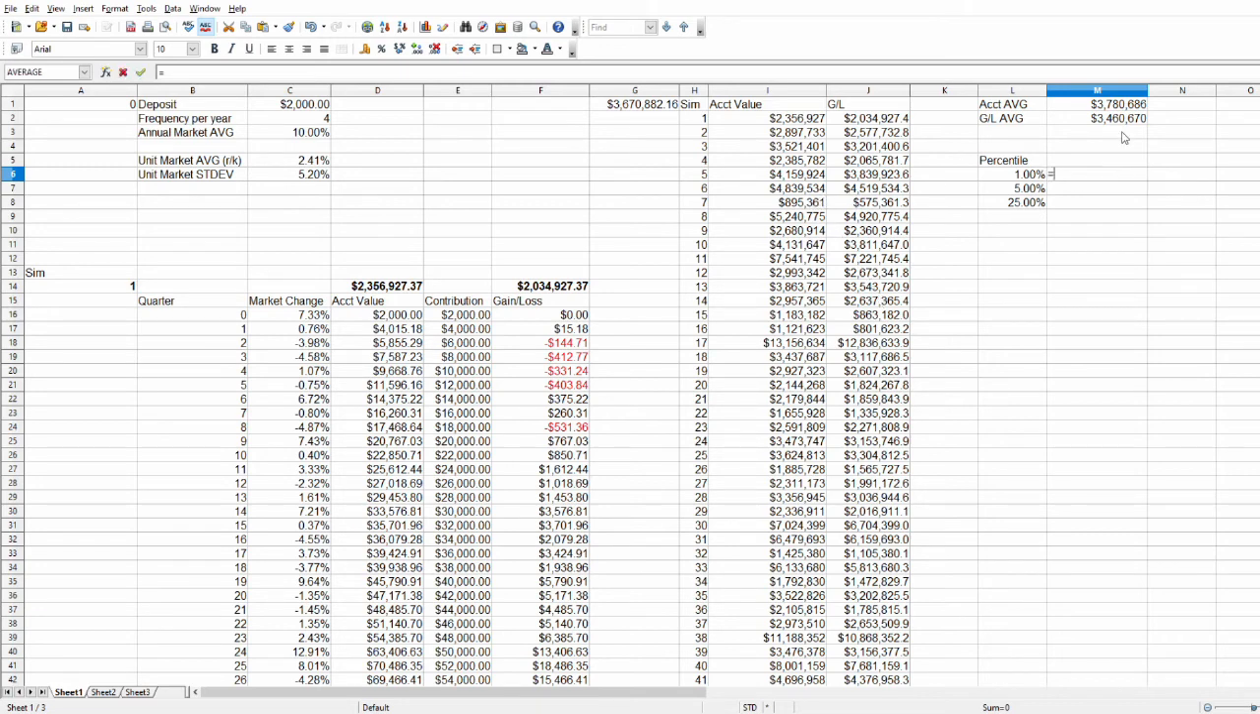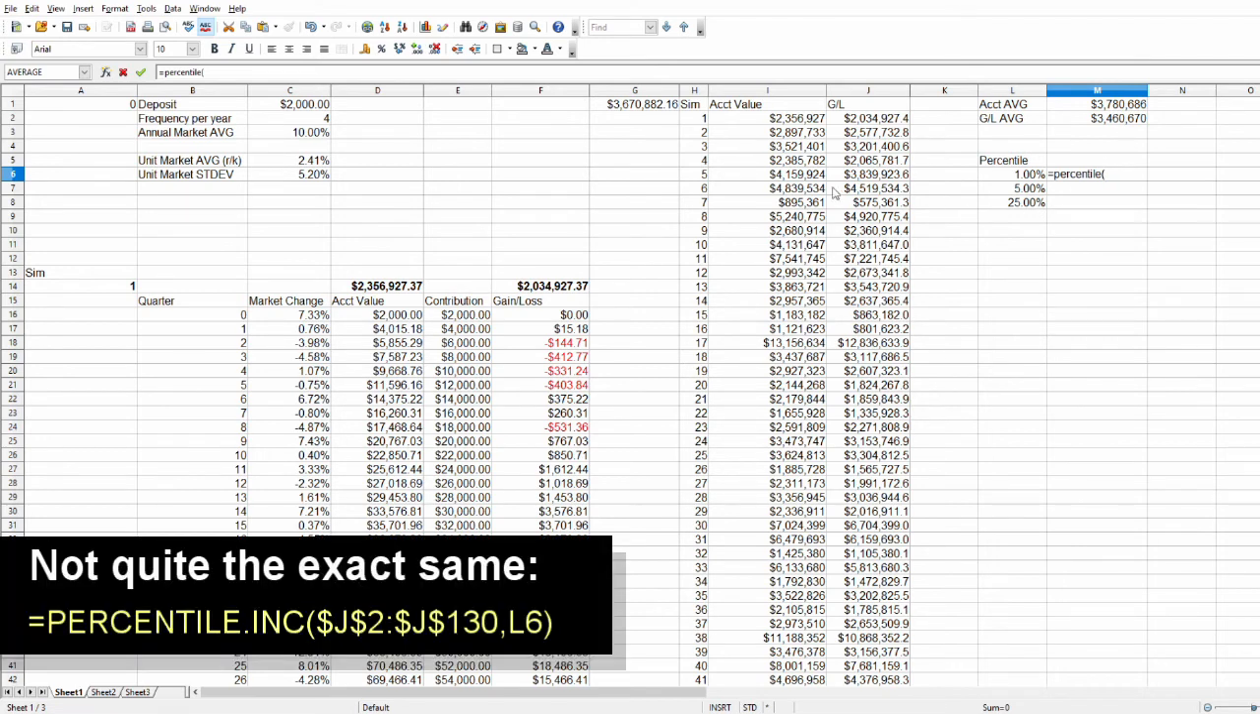I'm going to say equals percentile, and percentile takes in two different things. And in Excel, it's the same exact command, only there's a comma separating these things. So I want to look at all the gains and losses. So that's what I mean by data here. So gains and losses.